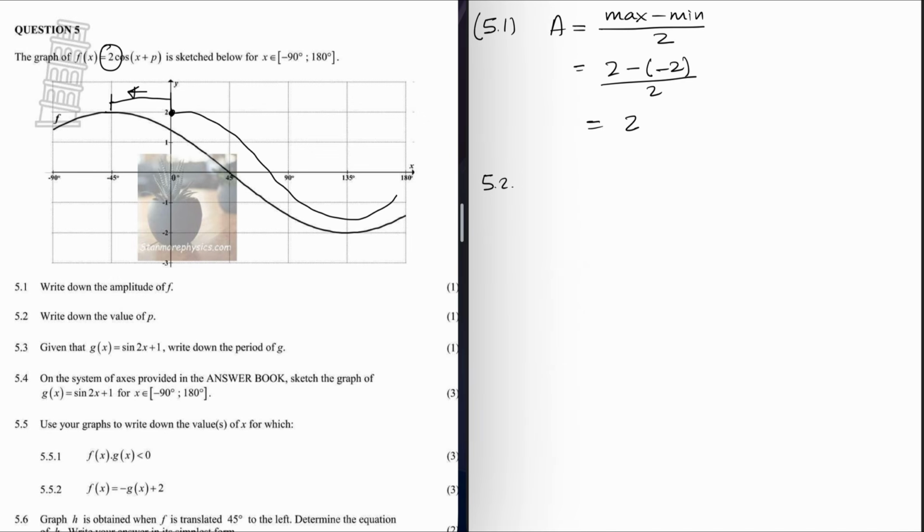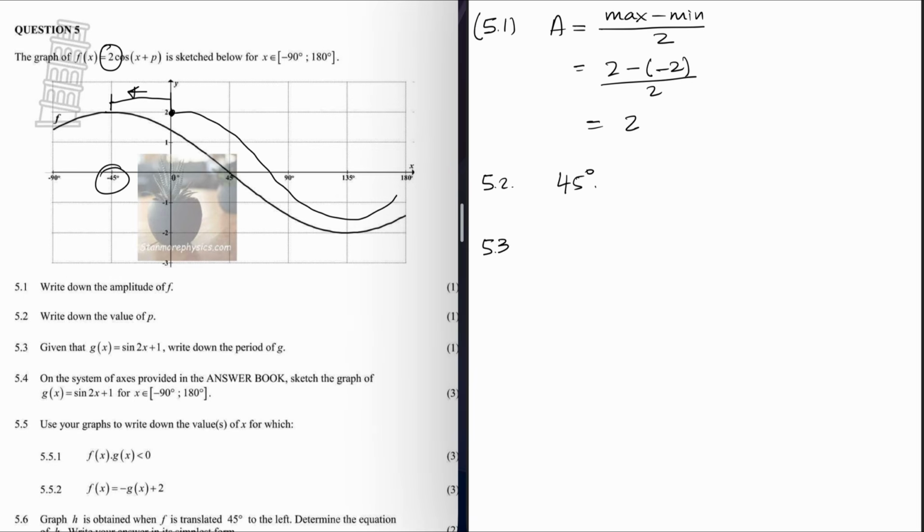Right? And so it's been shifted by 45 degrees. So the value of p is going to be 45 degrees. And now the reason why I'm not putting negative 45 degrees is because if it's being shifted to the right, that's when we put negative. If it's being shifted to the left, we keep it as positive.